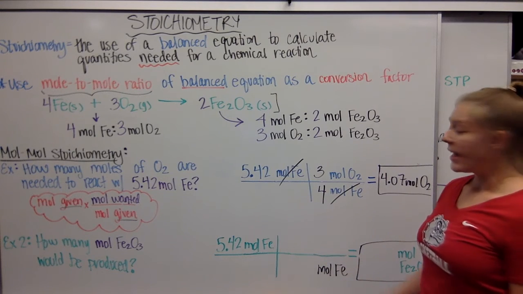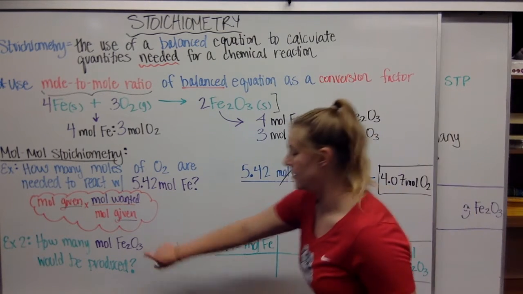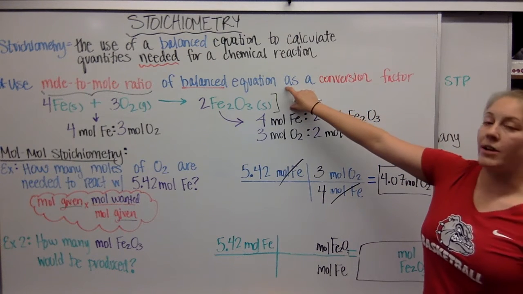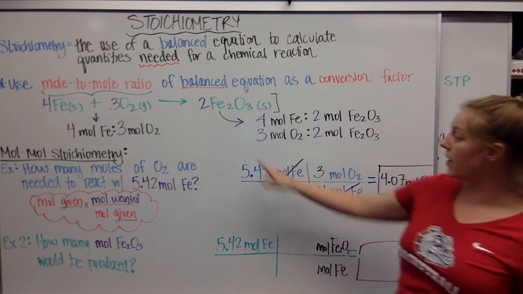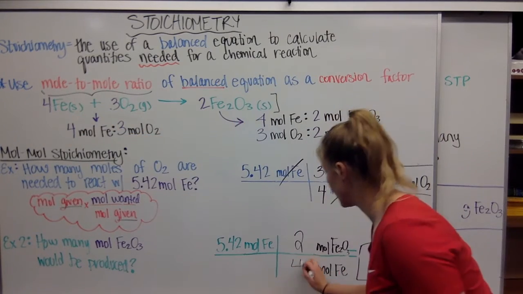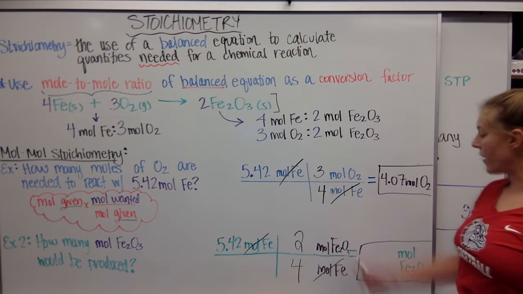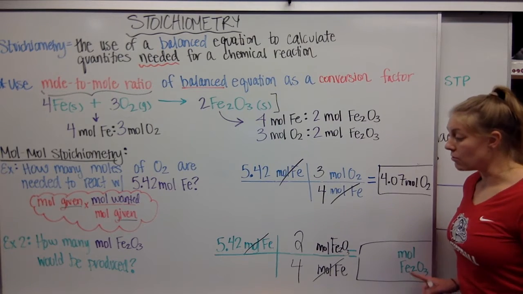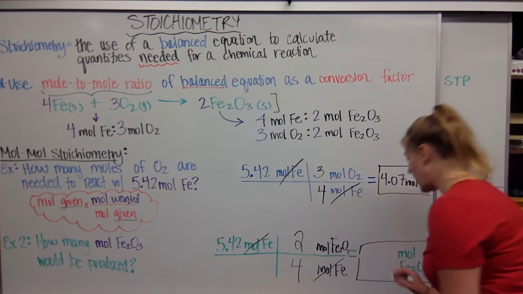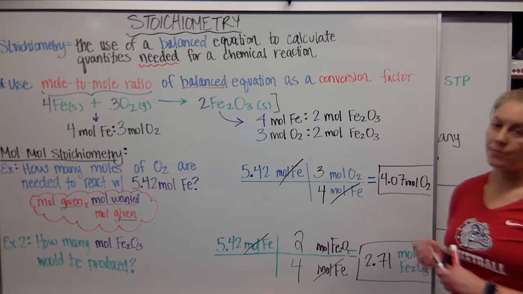That's how they're going to cancel out. And on top is, again, mole-to-mole ratio, moles of my wanted. I'm trying to find Fe2O3, so Fe2O3 goes up here, and I look at my balanced equation for the ratio. How many moles of Fe2O3? 2. How many moles of Fe? 4. Okay. Again, moles of Fe is on top and bottom, so it crosses off, and we're left with moles of Fe2O3 here. We just need to calculate 5.42 times 2 divided by 4, and we get 2.71 moles of Fe2O3. Okay?